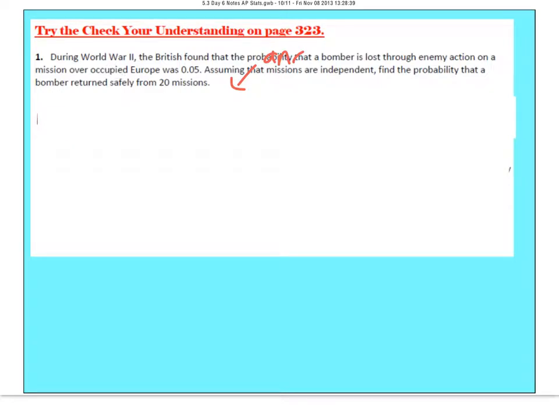During World War II, the British found that the probability that a bomber is lost through enemy action on a mission over occupied Europe was 0.05, so 5%. Assuming the missions are independent, find the probability that a bomber returns safely from 20 missions. So ultimately, if you think about it, it'd be mission 1 and mission 2 and mission 3, and we'd go all the way to mission 20. What's the probability you return safely? So it's going to be something to the 20th power.